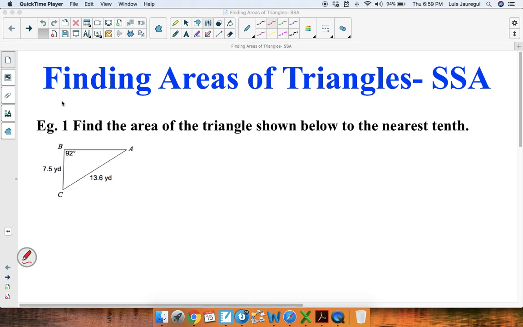Welcome. In this particular video, we'll be finding areas of triangles once you know the measures of two of its sides and an angle. Let's take a look at example 1. Find the area of the triangle shown below to the nearest tenth.